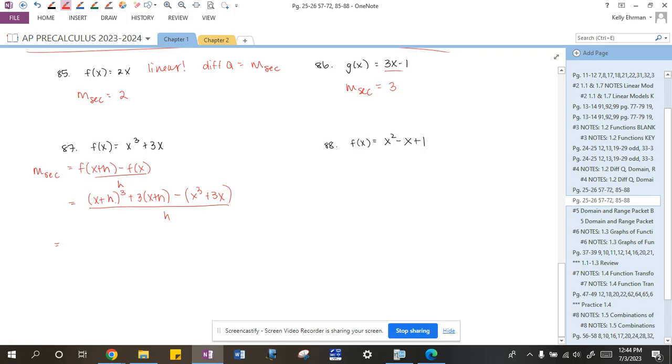There is a quick way to cube a binomial. This is called the binomial theorem. If you've ever heard of Pascal's triangle, there's a better explanation, I'm sure, on YouTube, but you set up Pascal's triangle like this. You've got a single term. This could be like a plus b. Bring the 1 down here. 1 plus 1 is 2.